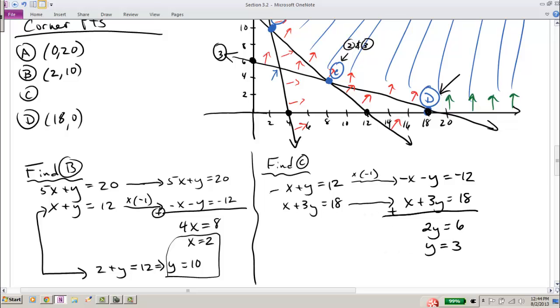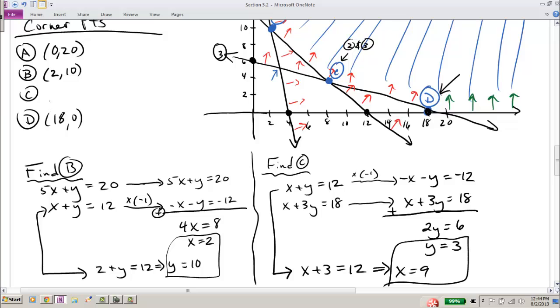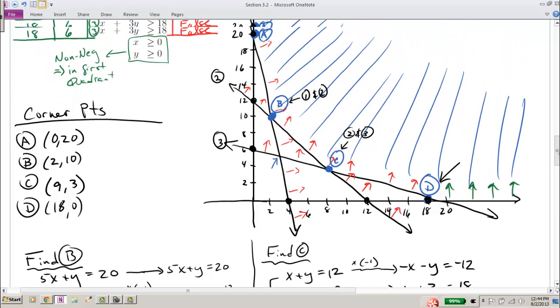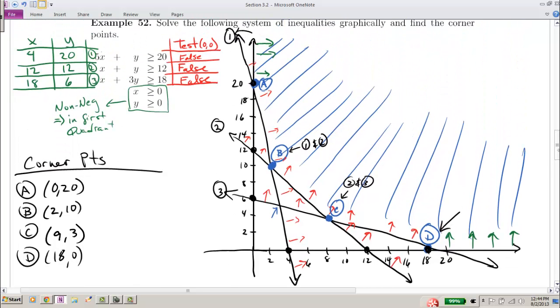Now we can find the x-coordinate. I think again I'll use the x plus y equals 12 line. If we plug y equals 3 into that equation, we get x plus 3 equals 12, which means that x is equal to 9. So these are the coordinates for point C, 9, 3. So here's our solution region along with our corner points.